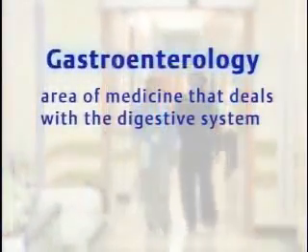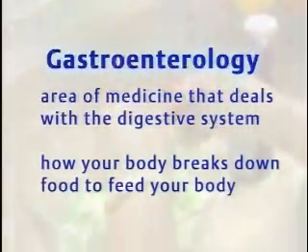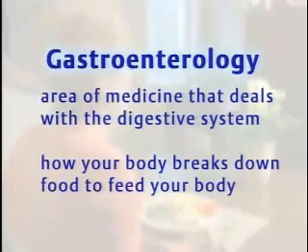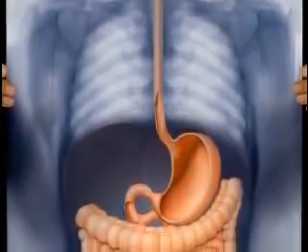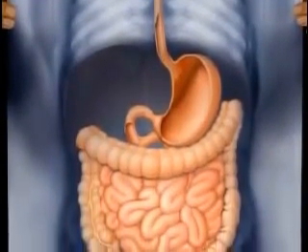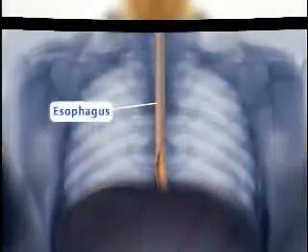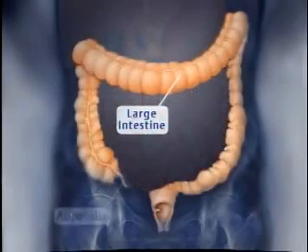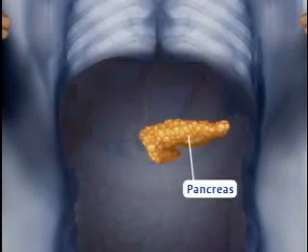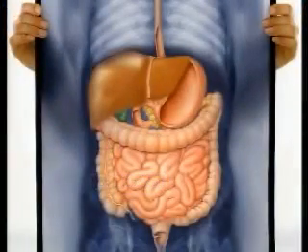Gastroenterology is the area of medicine that deals with the digestive system and how your body breaks down food so that it can be absorbed by your intestines to feed the rest of your body. The digestive system is divided into 2 main areas. The first area includes the long, winding, muscular tube that goes from your mouth to your rectum and includes the esophagus, the stomach, the small intestine, the large intestine, and the appendix. The second area includes the liver, the pancreas, the bile duct, and the gallbladder, which help the other organs digest your food.